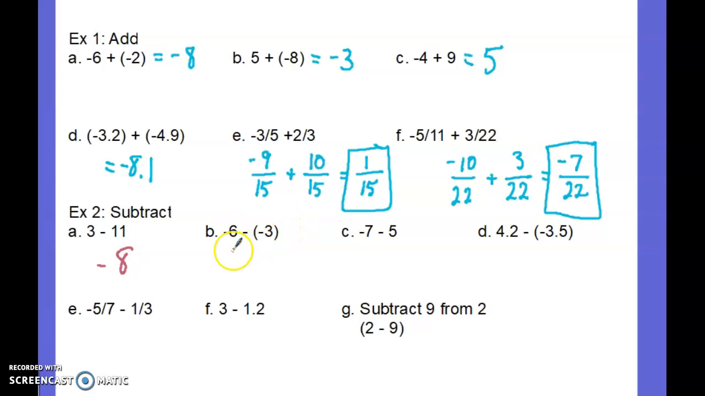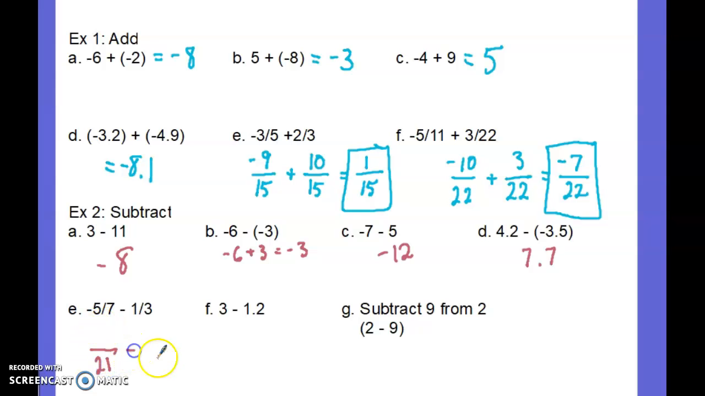-6 minus -3 becomes -6 plus 3, which equals -3. -7 minus 5 is -12. I've seen teachers actually teach all of this with number lines. I'm not going to do that. So 4.2, this becomes plus 3.5. 2 plus 5 is 7. 4 plus 3 is 7. So 7.7 there.